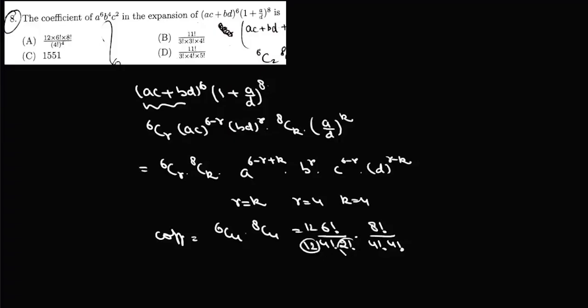So 12 into factorial 2 is factorial 4. So we can write this as 12 into factorial 6 into factorial 8 divided by factorial 4 to the power 4, and that's your option A. Now question number 9 is a very standard theory question.